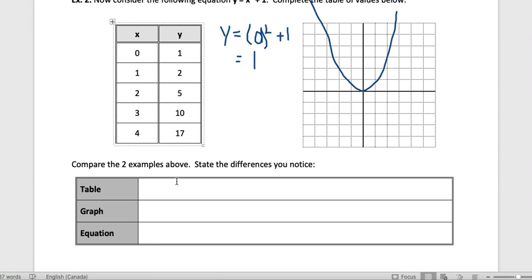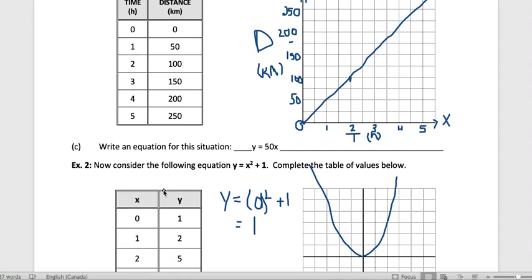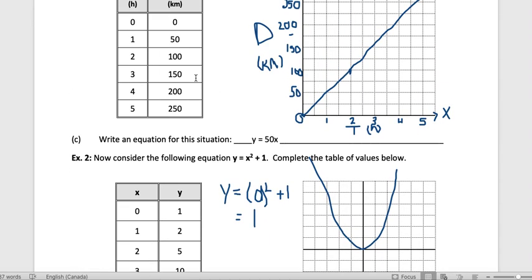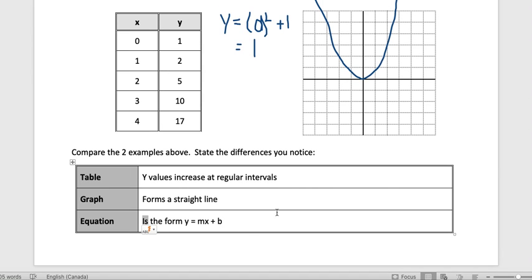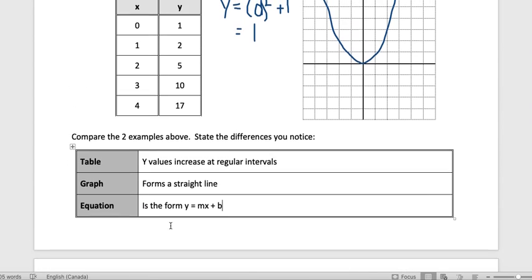It says compare the 2 examples above and state the differences that you notice. For linear relations, from the table, your y values go up by regular intervals, the graph forms a straight line, and the equation is in the form y equals mx plus b.